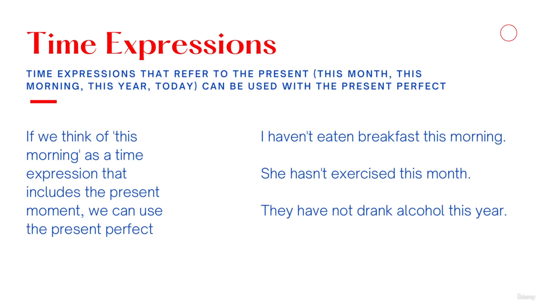So if we think of this morning as a time expression that includes the present moment, we can use the present perfect. I haven't eaten breakfast this morning. It implies that it is still the morning when you are saying this. She hasn't exercised this month. It implies that we are still in this month. And they have not drank alcohol this year implies that we are still in this year.